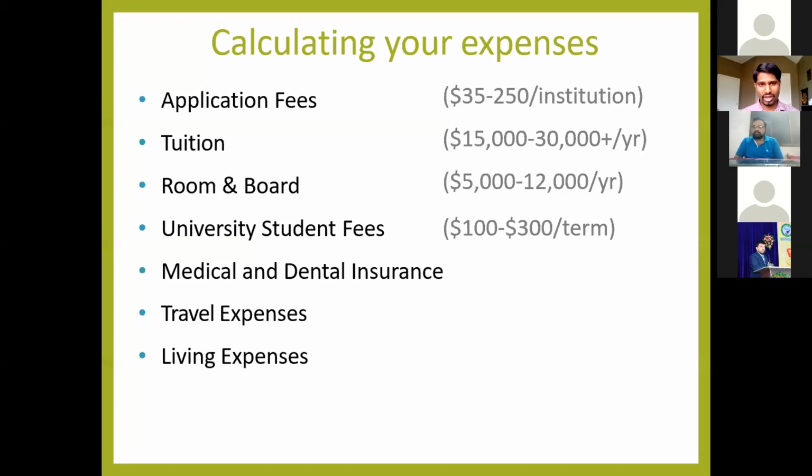Okay, then your room and board, which is your living expenses, can cost you somewhere between $5,000 to $12,000 per year. Again, if you get PhD funding, you get a monthly stipend of about $2,000. Okay, and that's about $24,000 per year.